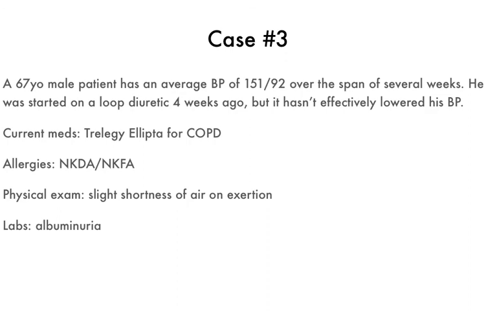Our third patient is a 67-year-old male patient. He has an average blood pressure of 151/92 over the span of several weeks. He started on a loop diuretic 4 weeks ago, but it hasn't quite effectively lowered his blood pressure. He's currently on Trelegy Ellipta for COPD. He has no allergies to food or medications. You notice on physical exam he has a slight shortness of air on exertion, and his labs indicate he has albumin in his urine.